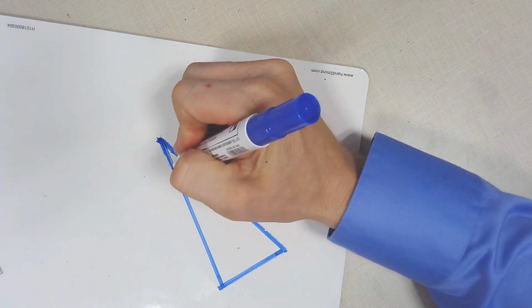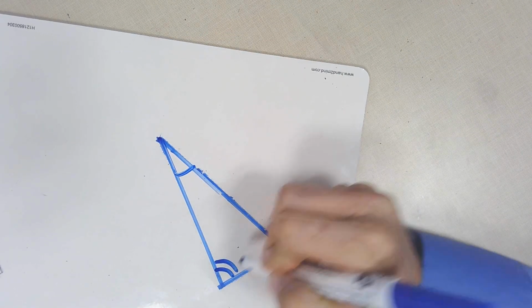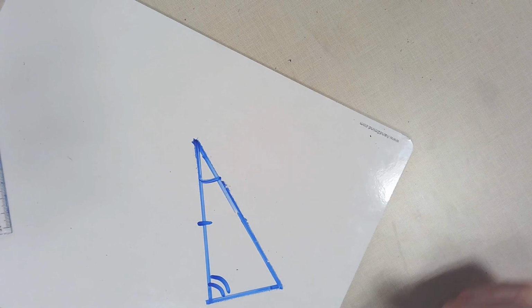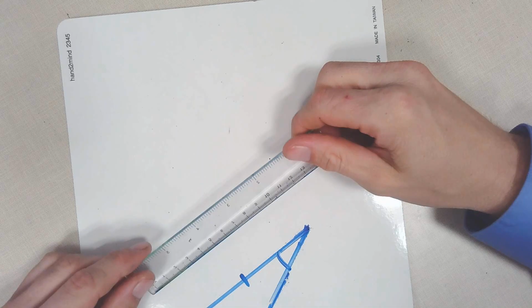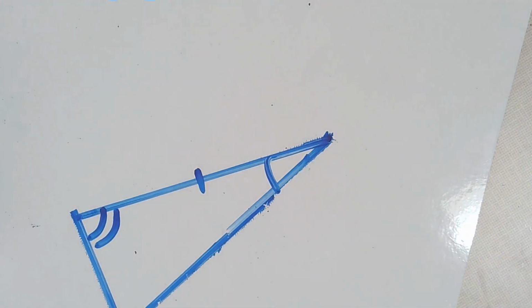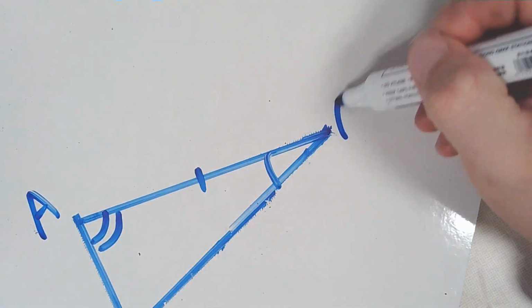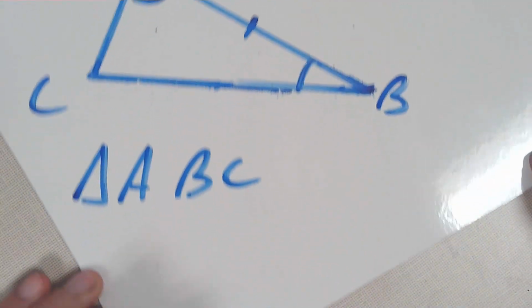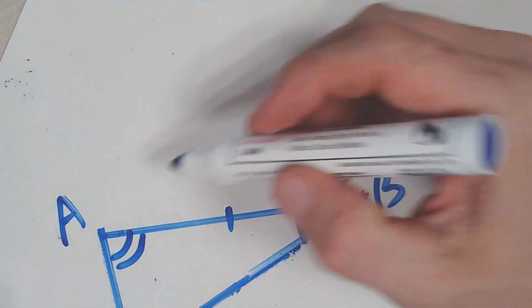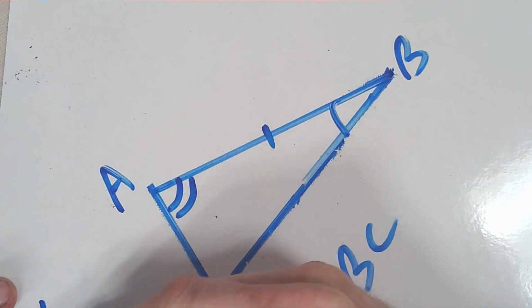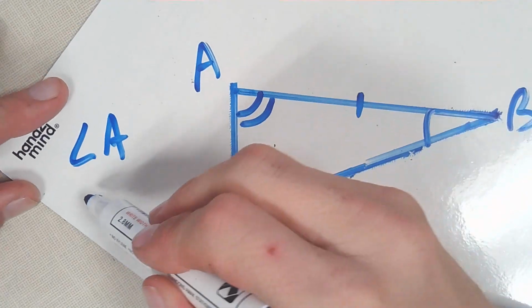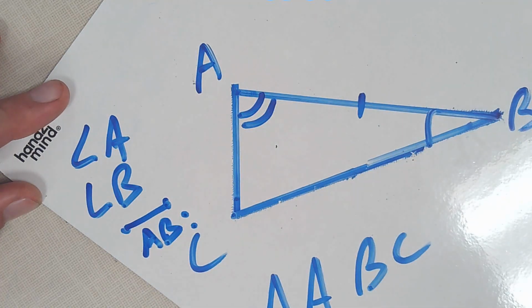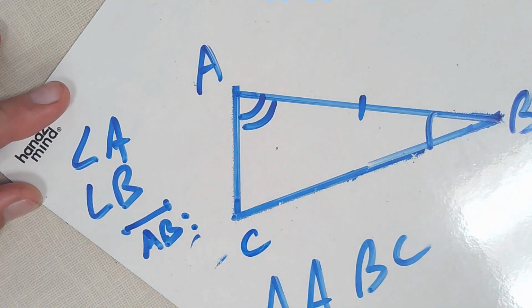I'm going to figure out what this angle is, and this angle, and I'm going to use this side. I'm going to use these measures to duplicate this triangle. The first thing I'm going to do is label this: I'll call these A, B, and C, so this is triangle ABC. I need to know angle A, angle B, and length AB. That's what I need to know.